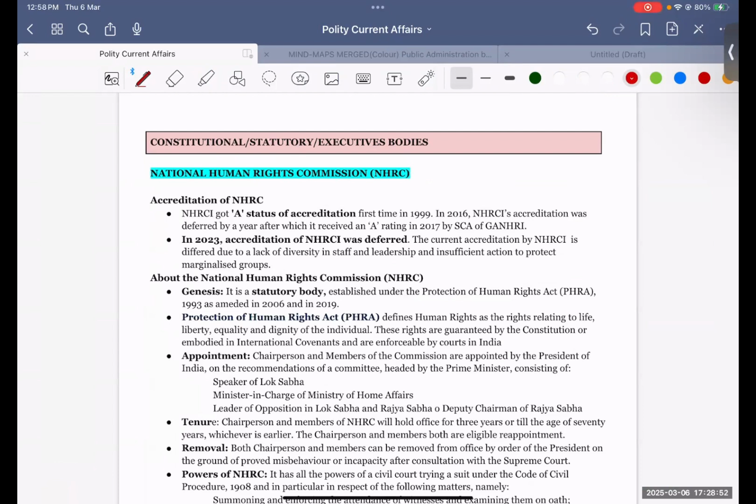So why was it in news? Because of the accreditation of NHRC. Who accredits the NHRC? It is this particular institute. What is this? The Global Alliance of National Human Rights Institutions. This has affiliations with the UN, so it is UN affiliated. What this particular institution does is that it gives ratings to the different NHRCs of different countries.